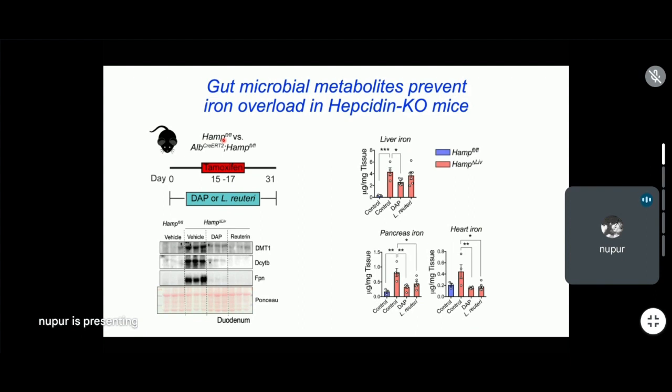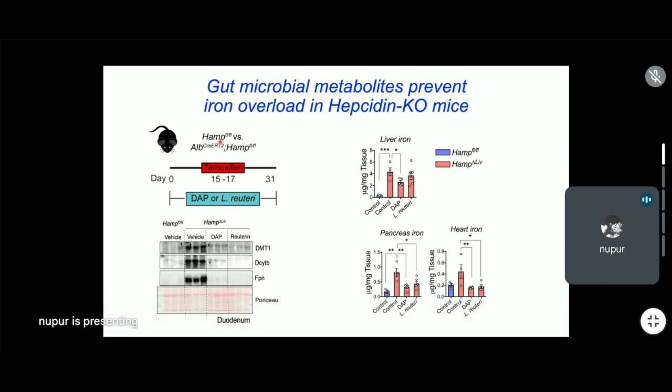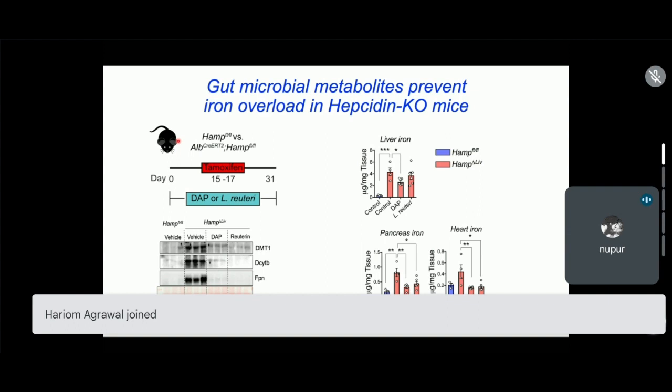HAMP is another name of hepcidin. If you remember, hepcidin is needed for proper iron regulation. If you don't have hepcidin in the system, it will keep on taking iron, and the mice will be iron overloaded. So we use this hepcidin knockout model, with an albumin Cre, which is a tamoxifen inducible model. We injected the mice with tamoxifen, and that will eventually lead to severe iron overload in a matter of about 2 weeks.